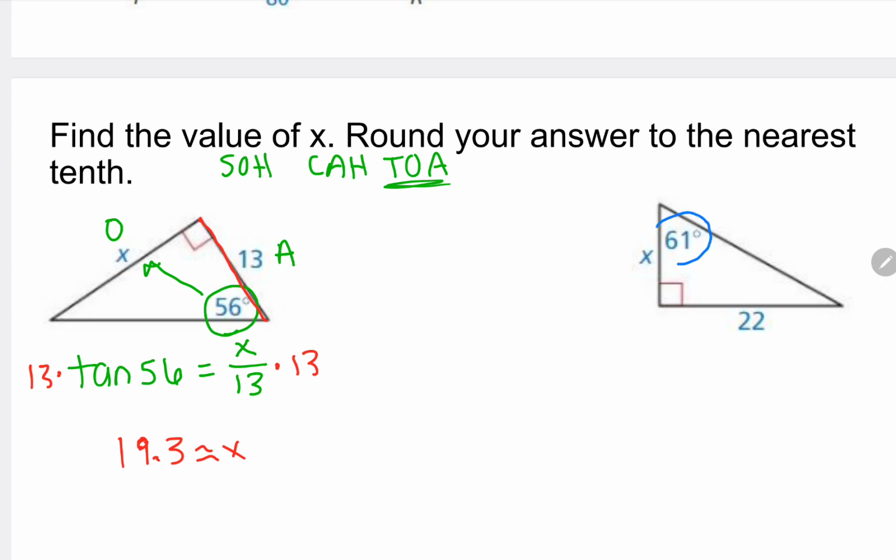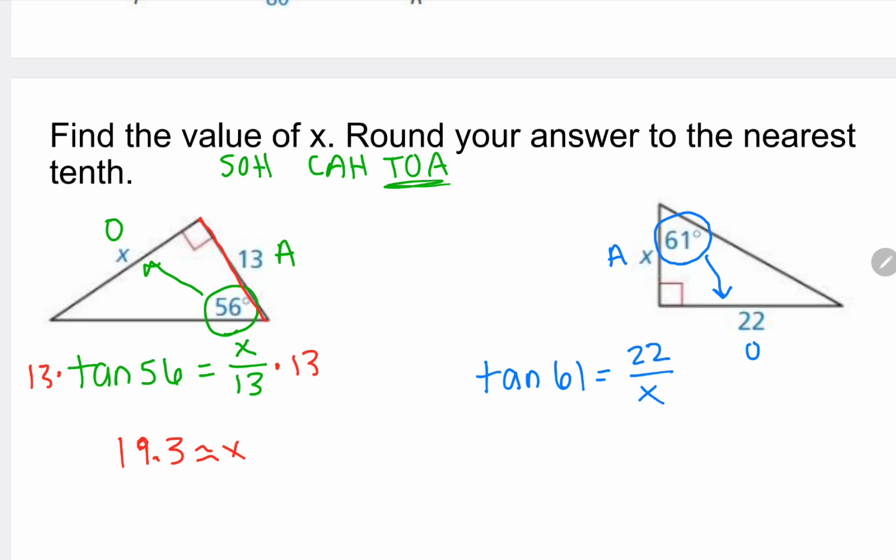This time the angle it gives us is 61 degrees. So again, we can't use a special right triangle here. The 22 is opposite, the x is adjacent. So when we set up tangent, we would have tangent of 61 equals opposite over adjacent.